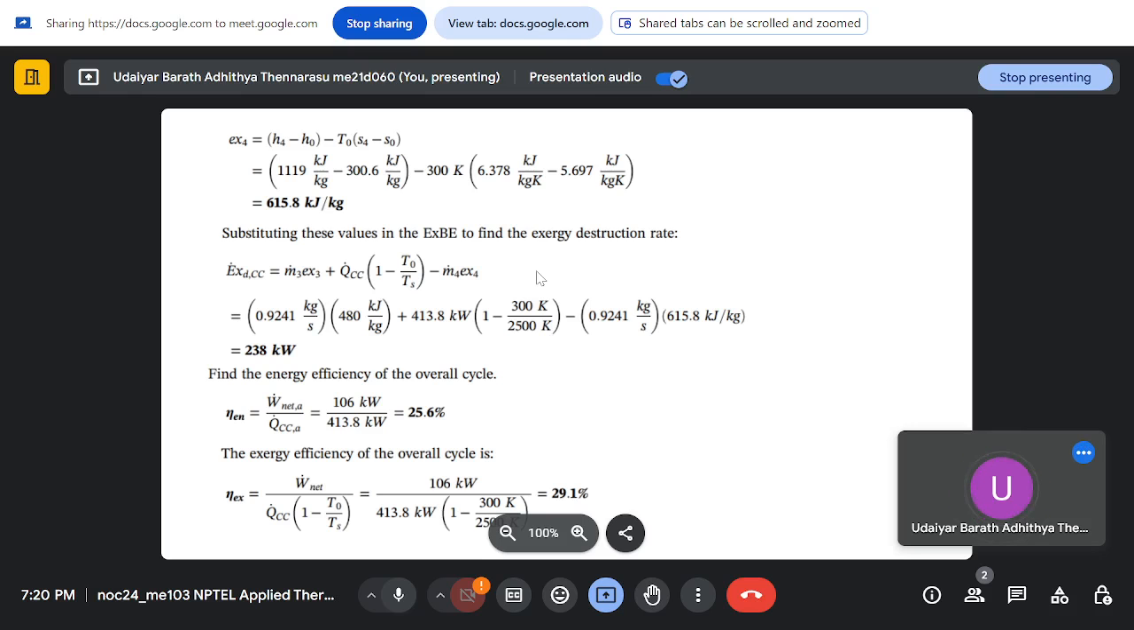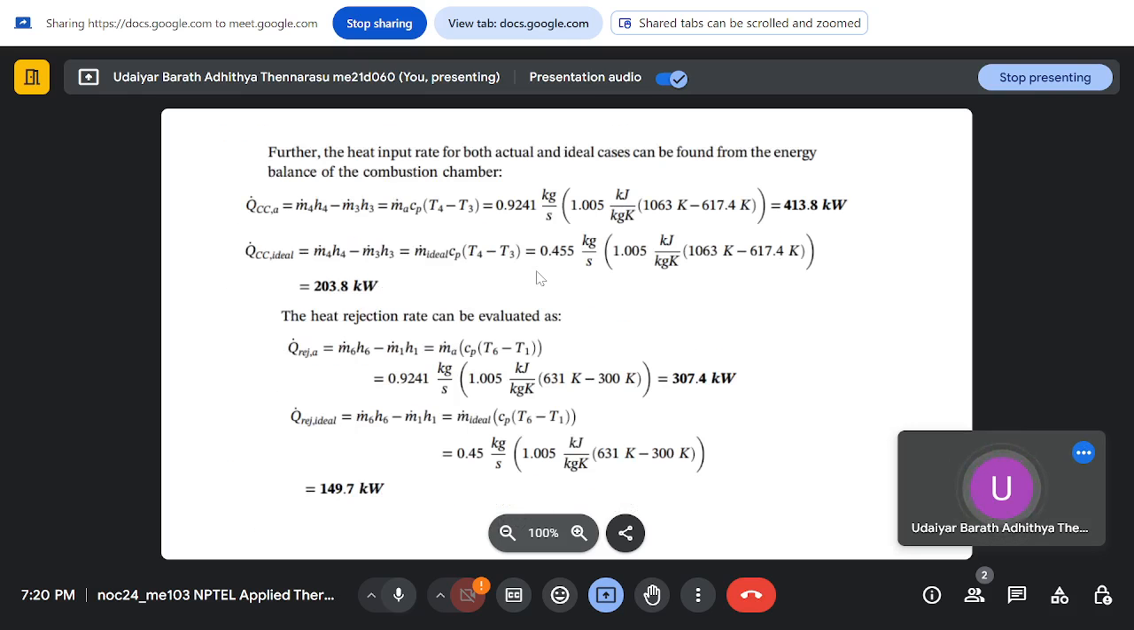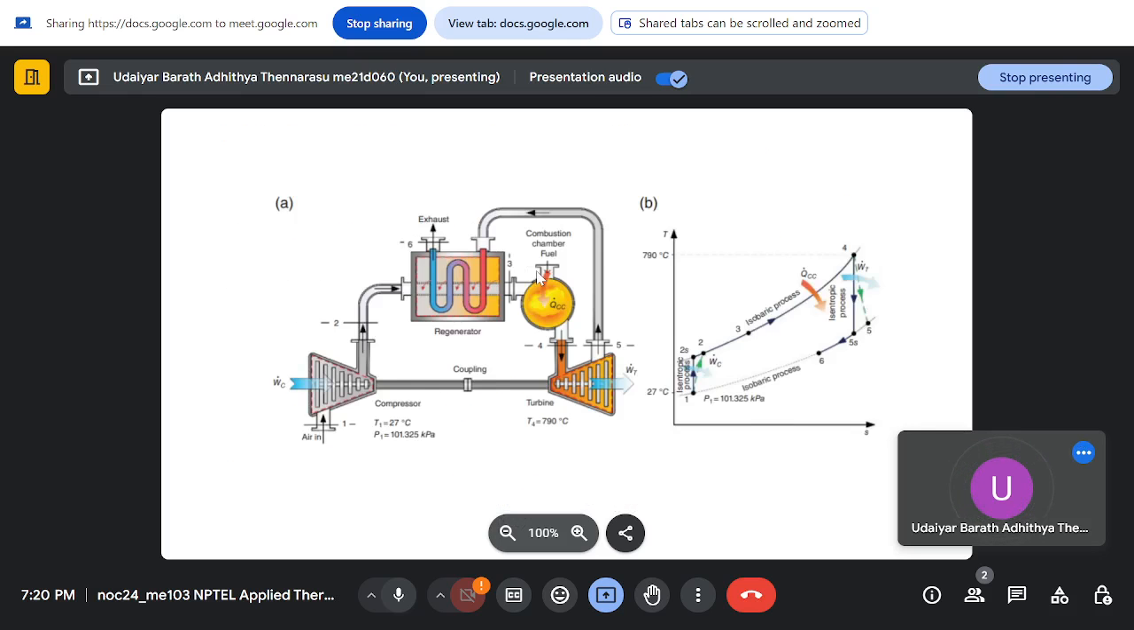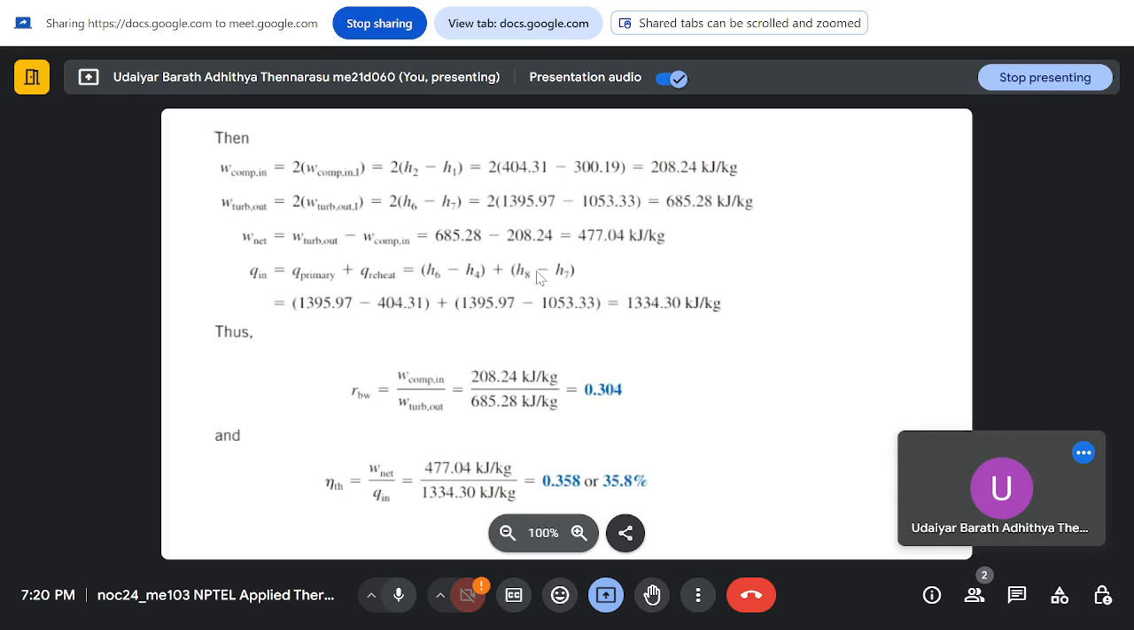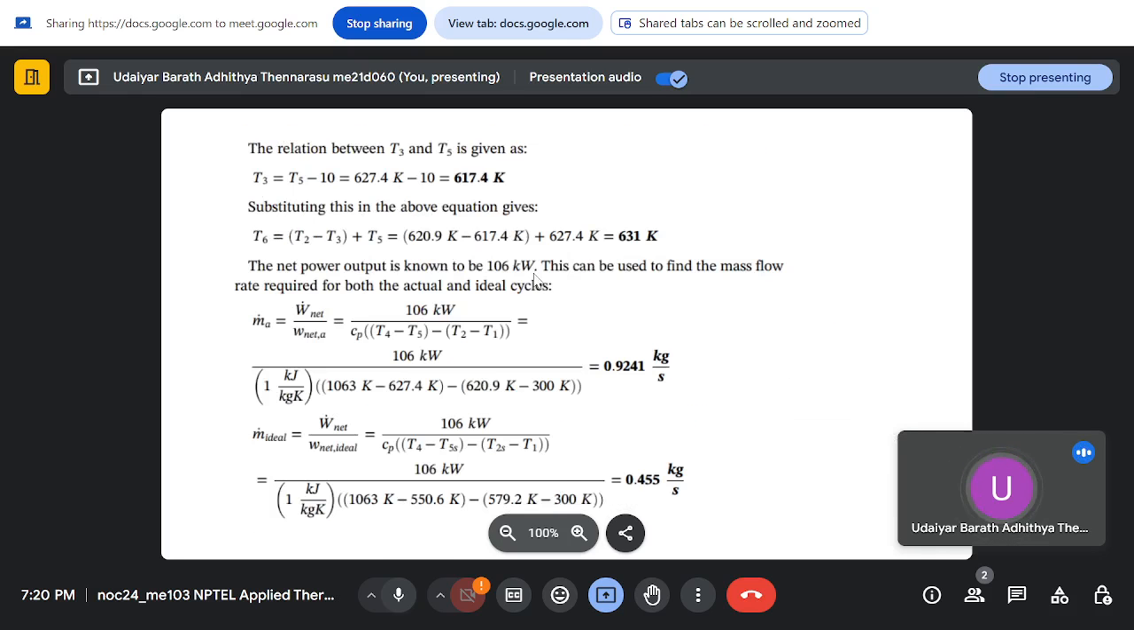So the regenerator plays a major role in a simple gas turbine cycle or a Brayton cycle. So that is one thing.